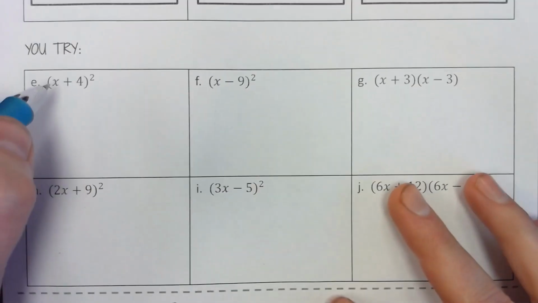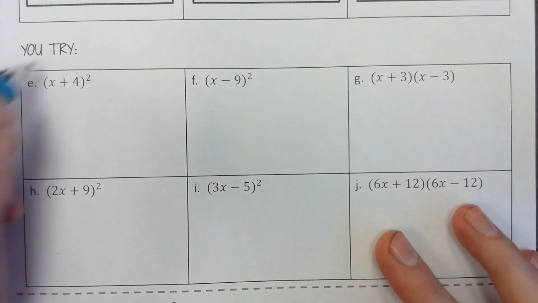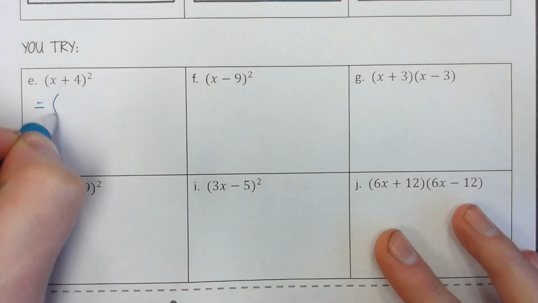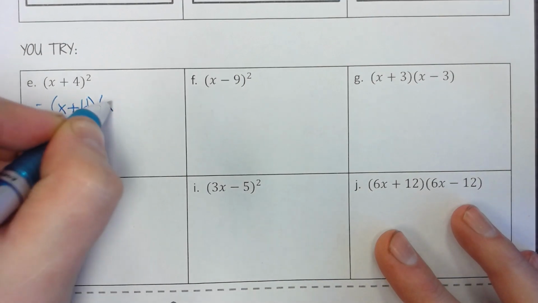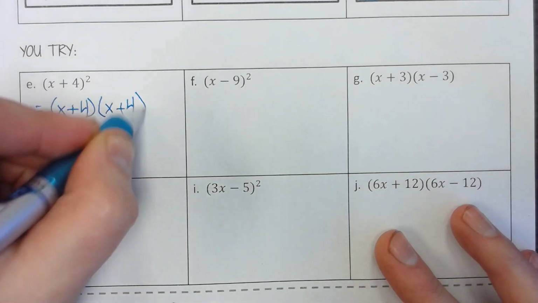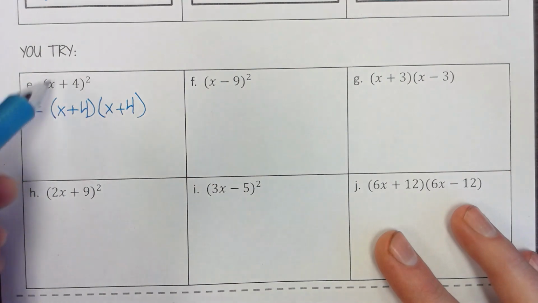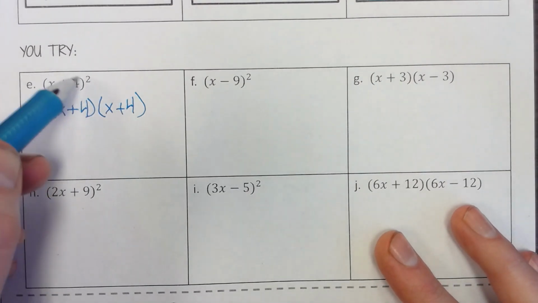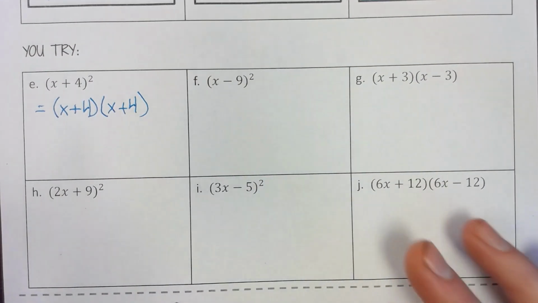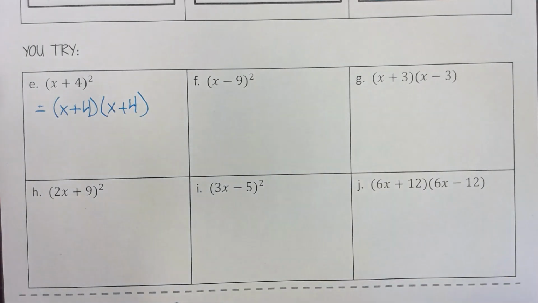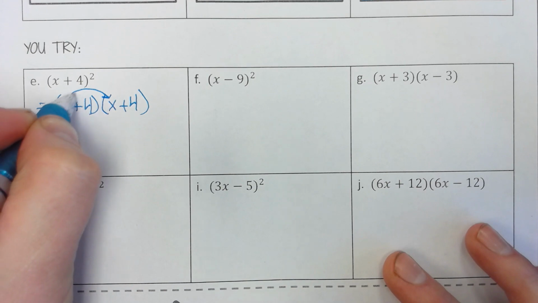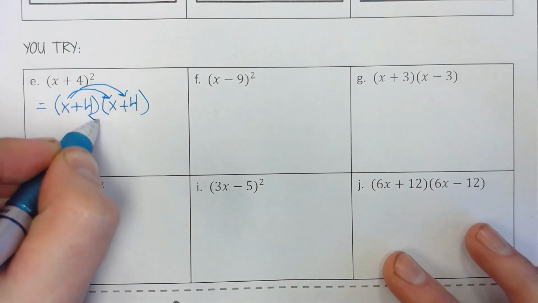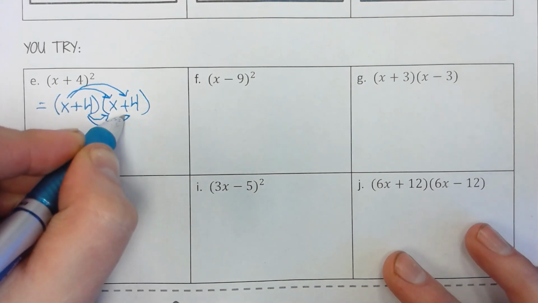Let's try it. We're going to try E real quick. So this is equal to x plus 4 times x plus 4. I hope you agree that this is equal to this. This says do this thing 2 times. Multiply this thing by itself twice. Okay, now you do the FOIL method. First, outside, inside, and last.